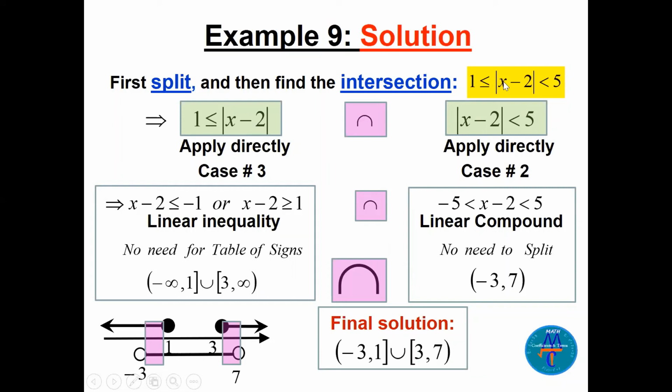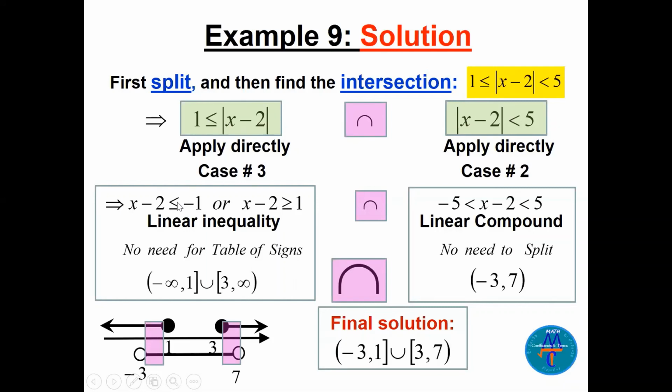This yellow is the question, you see? Split means I take this left side, one less than or equal, same numbers I take, absolute value. Intersection, on the right side here, absolute value x minus 2 less than 5. Very nice question, because here we see absolute value greater than, you see? Even 1 less than, the absolute value greater than 1. So apply case number 3.